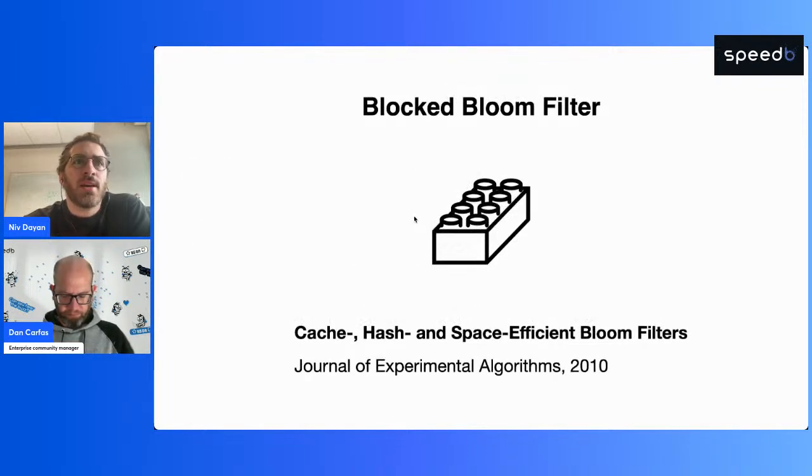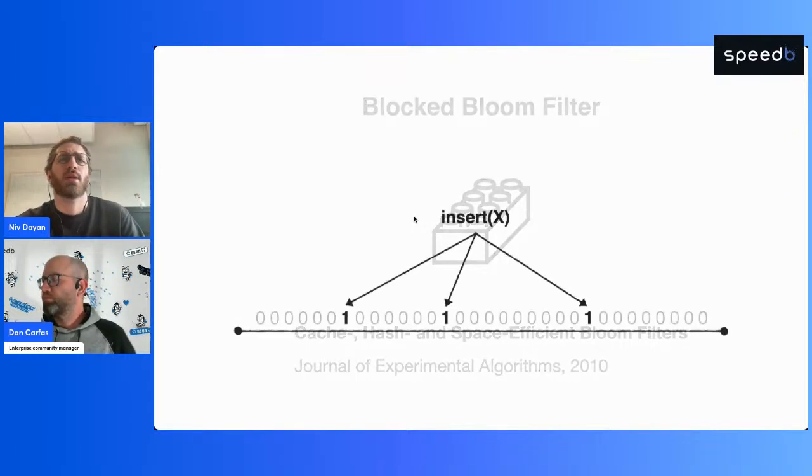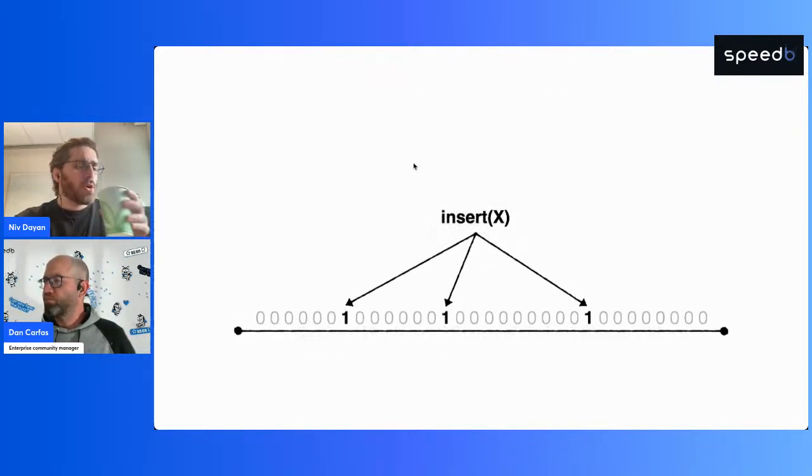There is a very nice solution to this problem called block Bloom filters. This is still not Speedb's work. It is from a 2010 paper called Cache, Hash, and Space-Efficient Bloom Filters from the Journal of Experimental Algorithms. This paper tries to alleviate the problem of incurring too many cache misses for queries and insertions in Bloom filters.